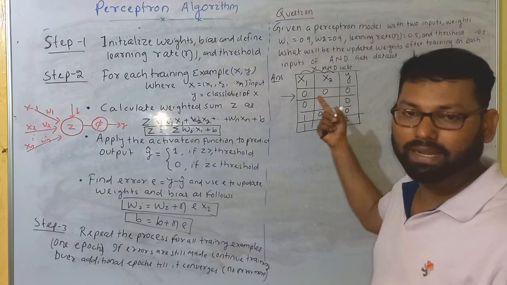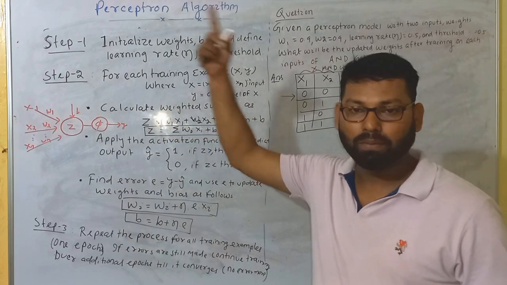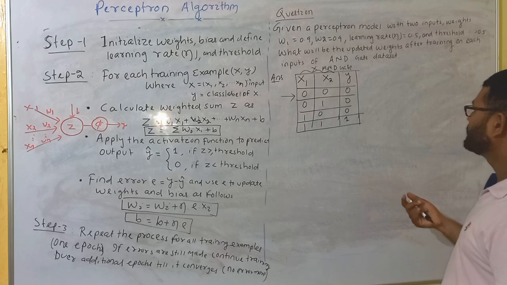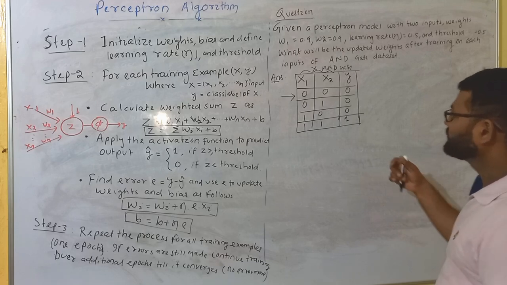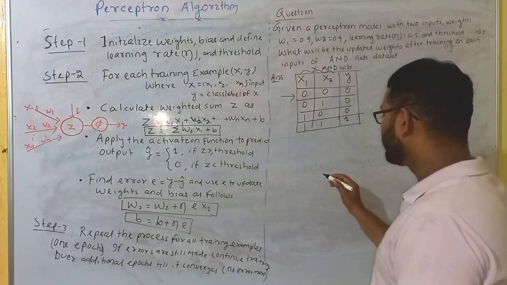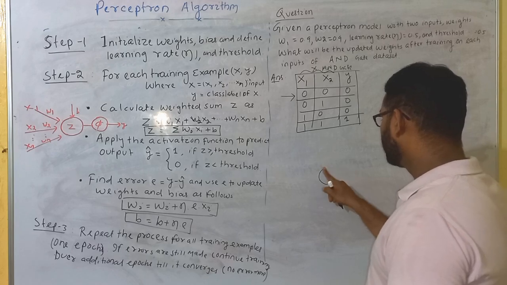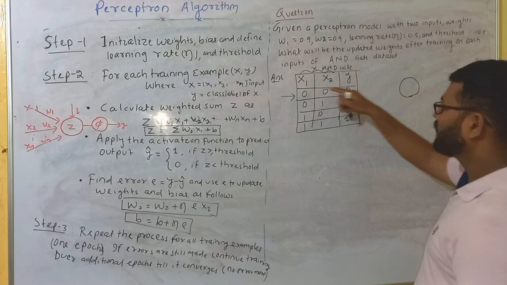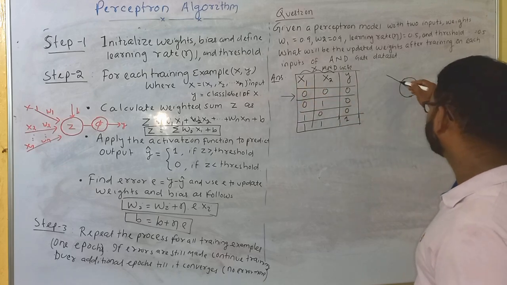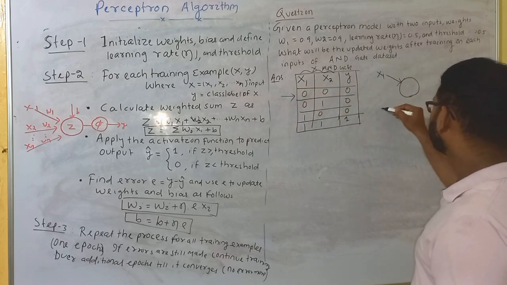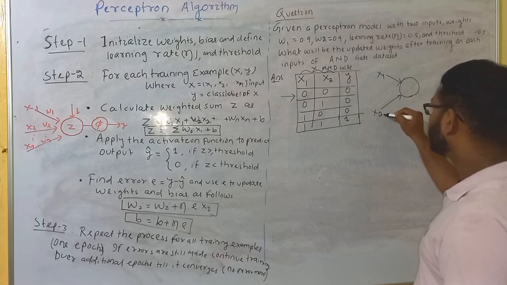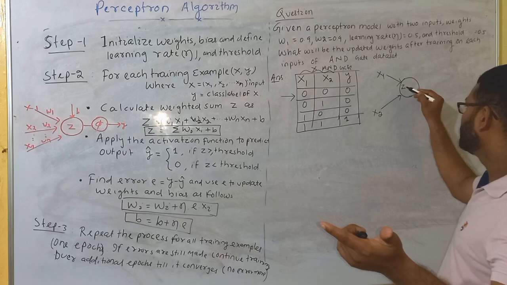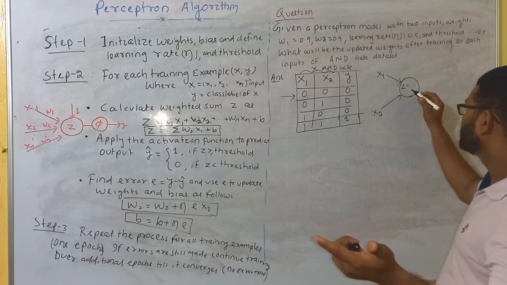Okay, so for this data set, let's create the perceptron. If I draw the perceptron, it is going to be like that. How many inputs are in this data set? Two inputs: one is x1 and another input is x2. So two features are there in the data set. First we have to find the weighted sum. You know the z value is the weighted sum.